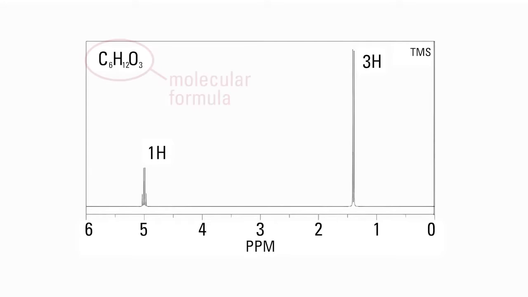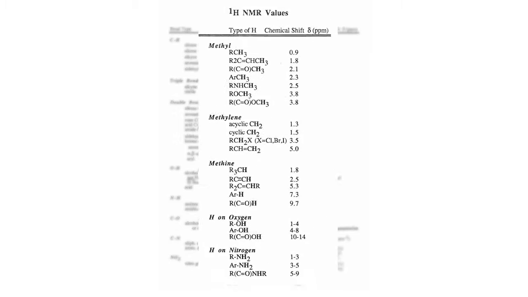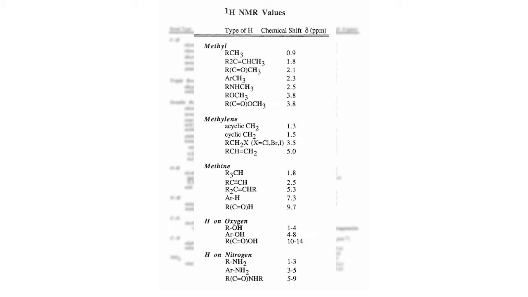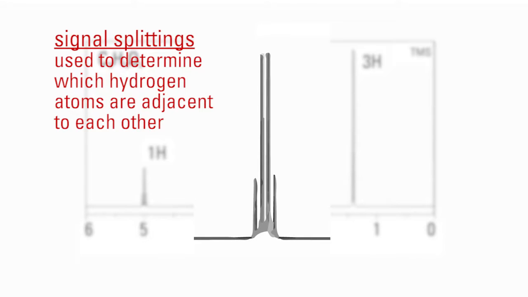First, you must be given the molecular formula so you know how many of each type of atom are present. Second, you will count the number of different signals and their relative integrations to see how many different sets of equivalent hydrogen atoms are in a molecule, and how many of each set are present. Then, you will compare the chemical shifts of each signal to the table in your book or ebook to identify what functional groups are present. Finally, you will use the signal splittings to determine which hydrogen atoms are adjacent to each other.